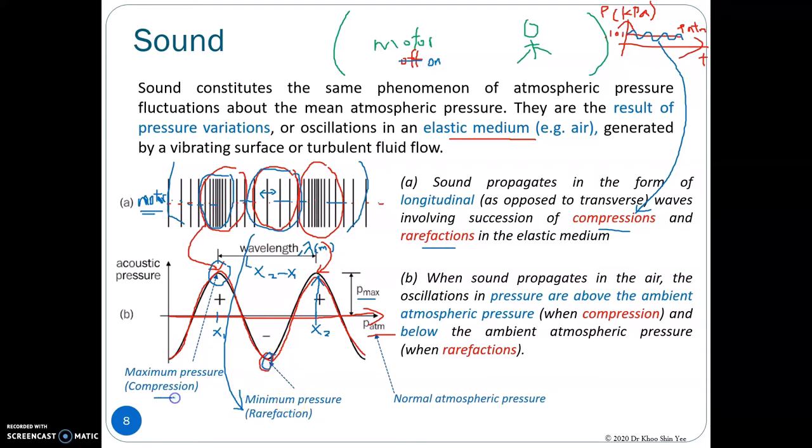So you can see that the compression and rarefaction of the air cause the fluctuation of the pressure over the space. By doing that, the sound produced by the motor can be listened to by a guy on the other side. The propagation method of the sound from the motor to the human here is called the longitudinal propagation.